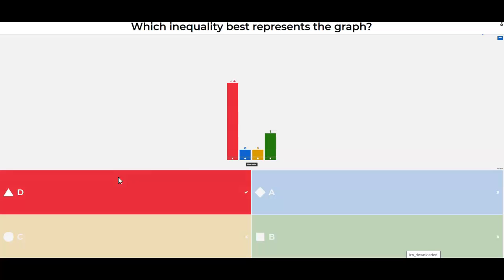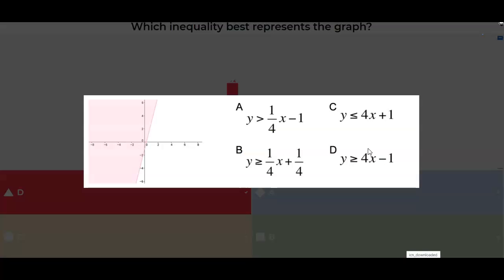Okay, good job. So correct answer was D. So again, y-intercept had to be negative. So that eliminated answer choices C and B. And then slope is positive. And then you had to look at how steep was that slope. So in this case, it's going up and over pretty quickly. Therefore, letter D. The line is also solid.